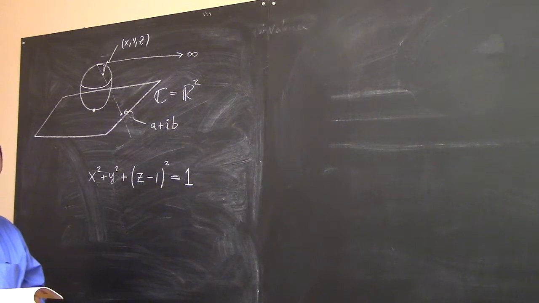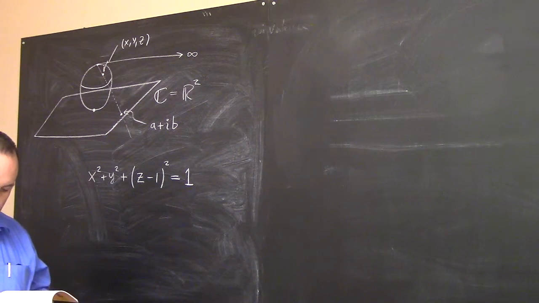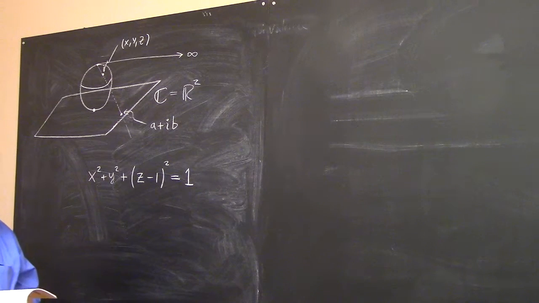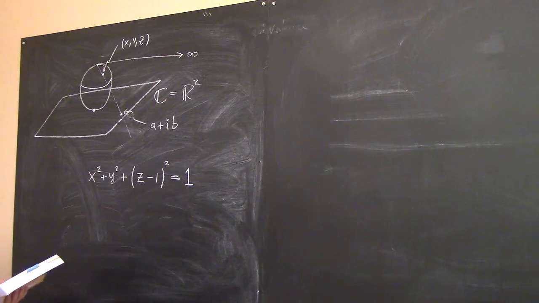So he says any point other than the North Pole, we draw a straight line through the North Pole and P, and we define the stereographic projection of P to be the point X, Y. Yeah, I don't think I have it right yet. Yeah, you're right. He puts it on the plane.